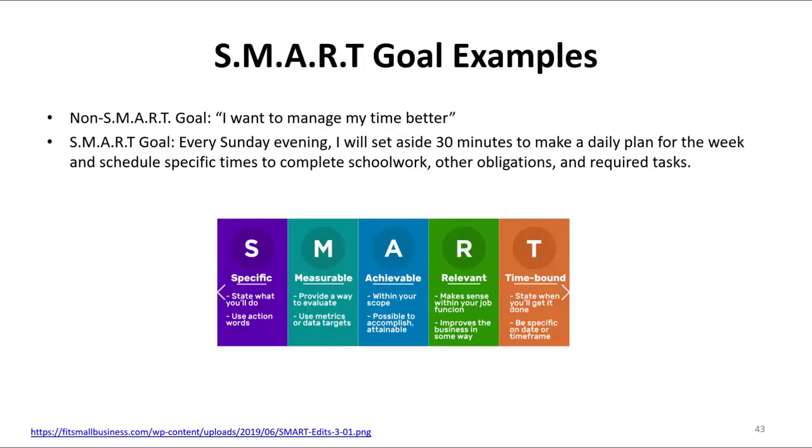Let's look at a quick example. Suppose you want to improve your time management skills. A non-SMART goal would be, "I want to manage my time better." A SMART goal would be, "Every Sunday evening, I will set aside 30 minutes to make a daily plan for the week and schedule specific times to complete schoolwork, other obligations, and required tasks."